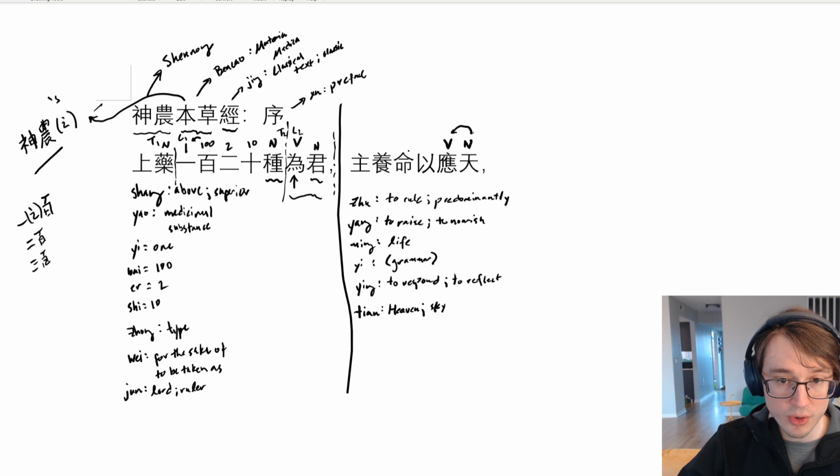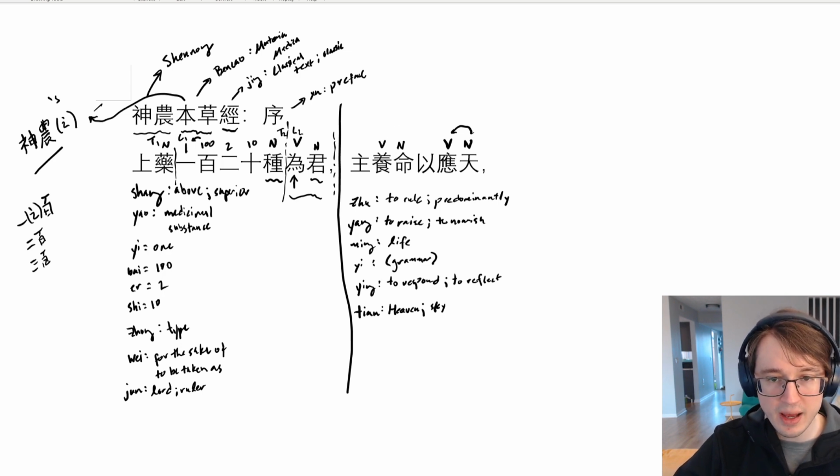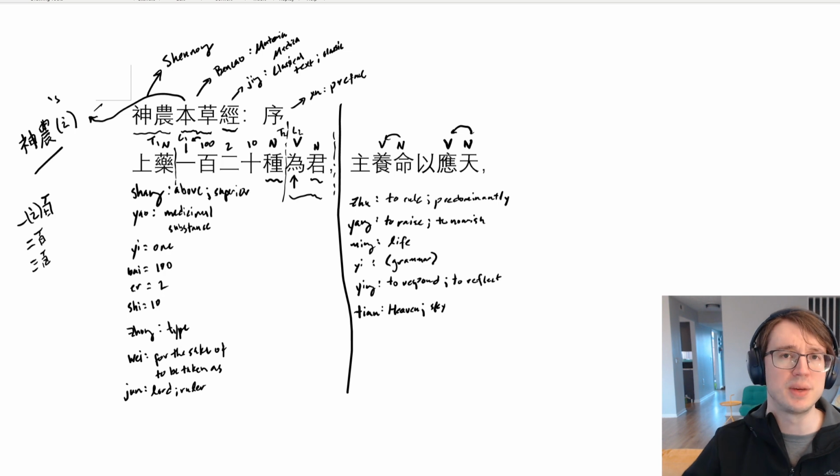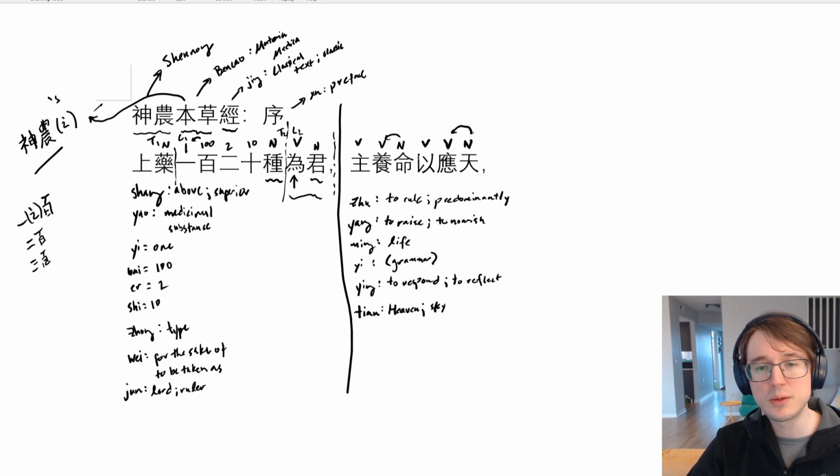Now, over here, we have life, which is a noun, and then we have to nourish or to raise. We have this noun acting as an object to that verb, to nourish life. That can mean something like to extend life, something like that. It's a very common compound. Yang can be to raise a thing, like an animal or a person, or it can be to nourish a certain aspect of a thing. In this case, something's life. Okay. Now, we have 主. This is also a verb. And this here is also a verb, yi. So we have lots of verbs on this side. We had lots of nouns over on the left side. On the right side, we have lots of verbs.